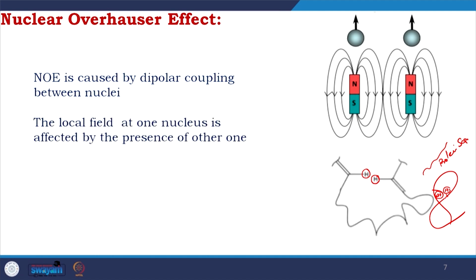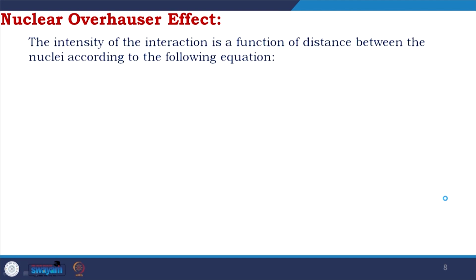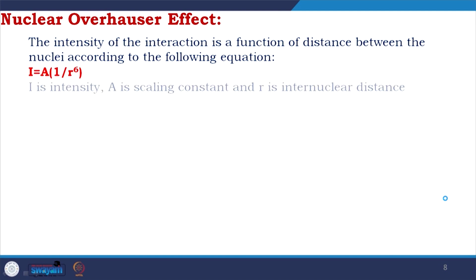The local field at one nucleus is affected by the presence of the other one. The result is a mutual modulation of resonance frequencies. In NOE, the intensity of the interaction is a function of the distance between the nuclei according to the following equation: I equals A into 1 by R to the power 6, where I is the intensity, A is the scaling constant and R is the internuclear distance.